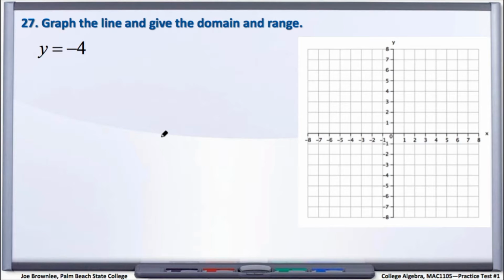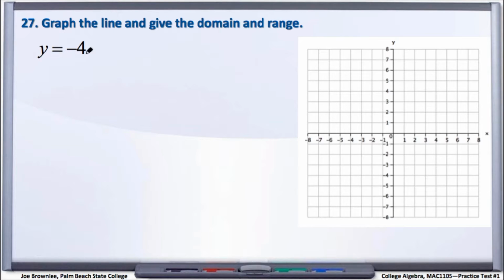27, graph the line and give the domain and range. Well, this is very similar to number 26. Again, we've been given the equation of a line, y equals -4. We only have one variable. We only have a y. There is no x and y.